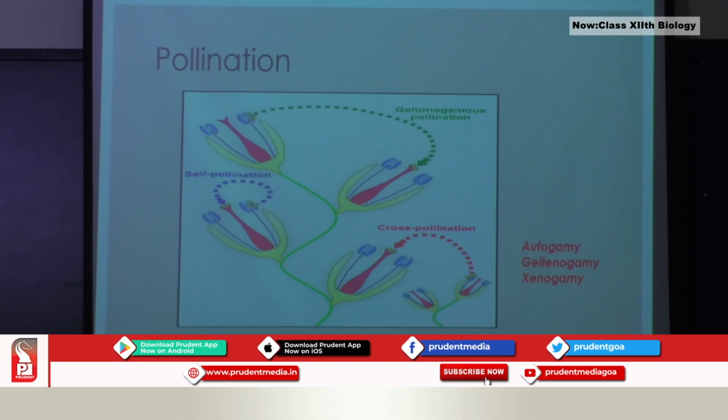Transfer of pollen from the anther of one flower to the stigma of another flower on the same plant. So functionally this becomes cross-pollination because you would require a pollinating agent to transfer the pollen grains from this flower to the other flower. But genetically this is still going to be what? Self-pollination or autogamy. So geitonogamy, functionally, is cross-pollination, but genetically it is going to be self-pollination.